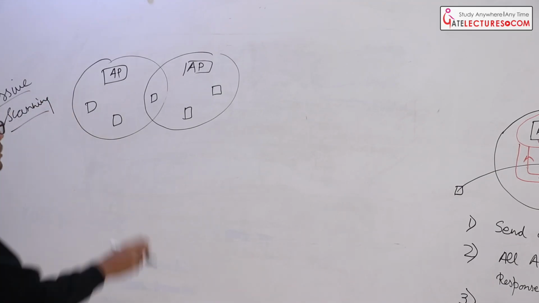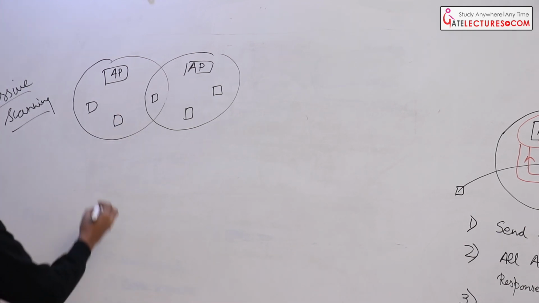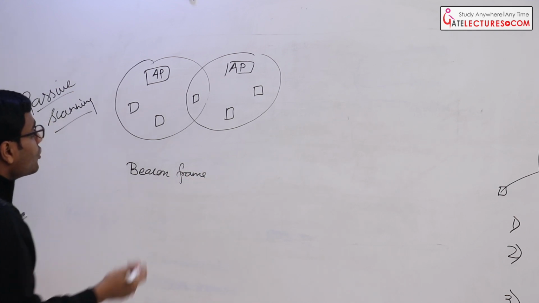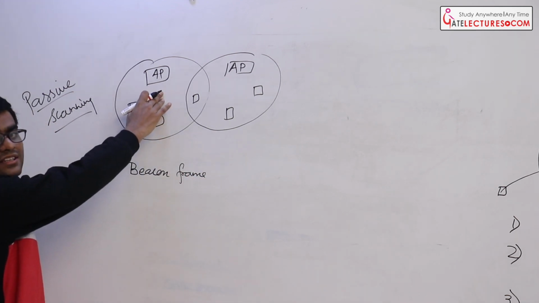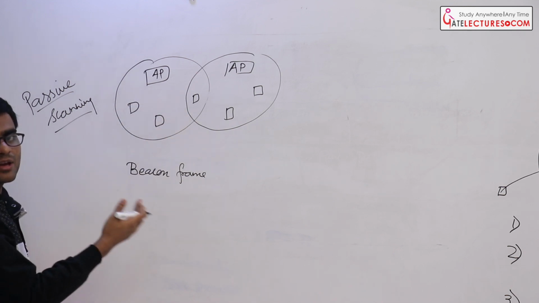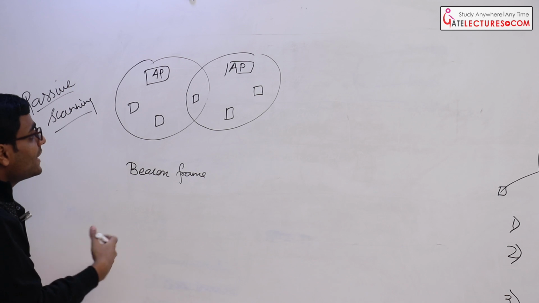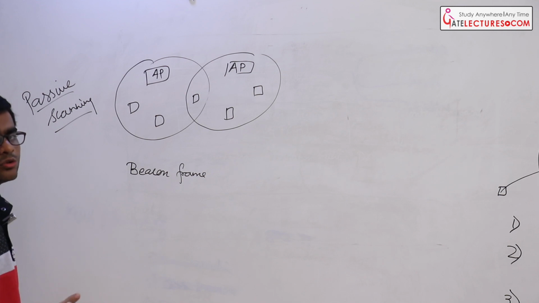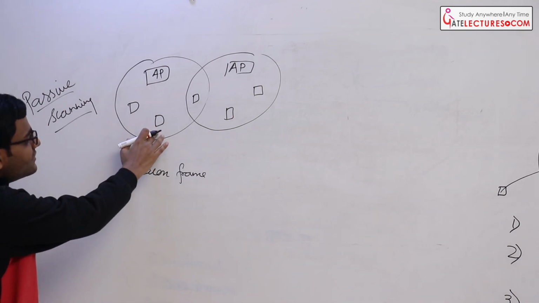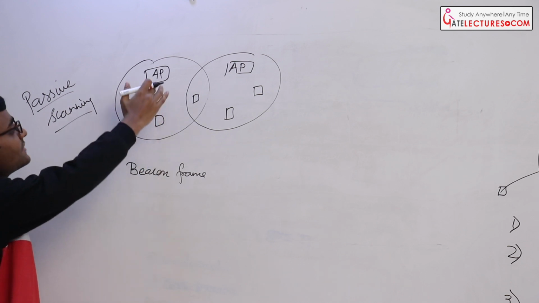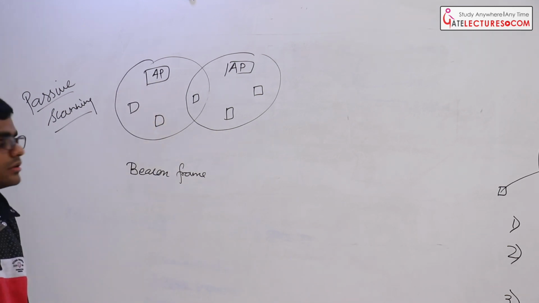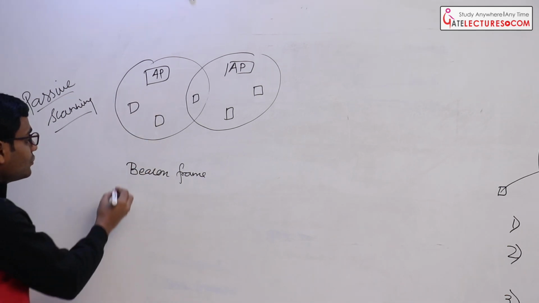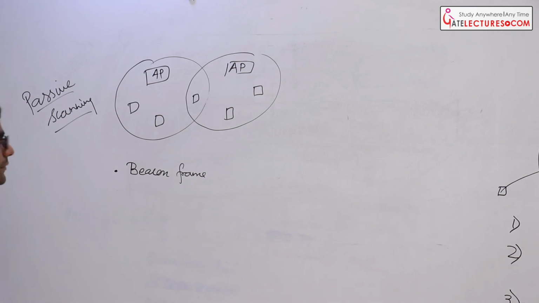From time to time, the access point will send a beacon frame. It is an advertisement by this access point which tells its capability to each of these stations. If a station wants to associate itself with this access point, it can send the associate request frame to this access point. This type of scanning is called passive scanning.